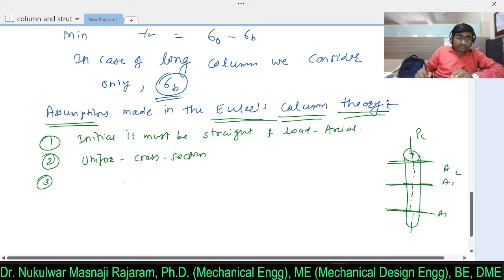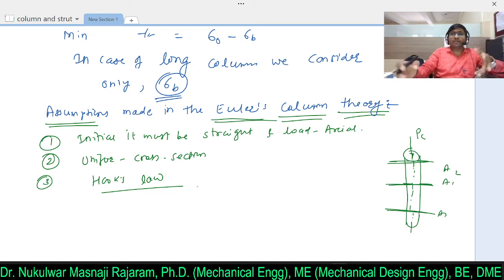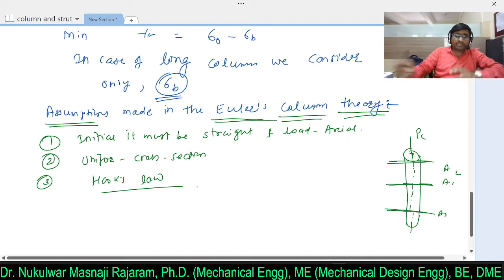Third assumption is the column material is perfectly elastic, homogeneous and isotropic, and it must obey Hooke's law. That is, up to the elastic limit, stress must be directly proportional to the strain. Now why are we saying up to Hooke's law only? Because after that any deflection that happens will be a permanent deflection, and that means it's a failure of that column. Clear?